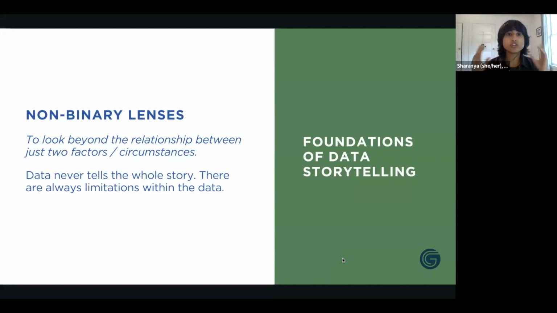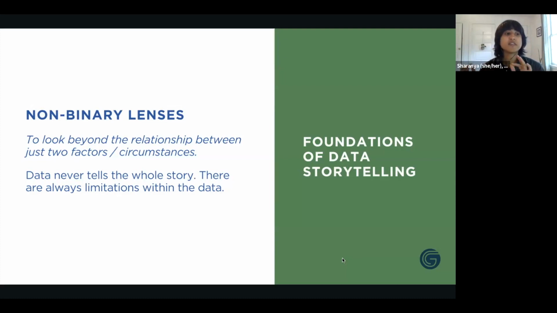There's this whole human element that often gets overlooked in data analysis. So it's very easy to equate data to actual lived experiences, but it never tells the whole story. There's a lot of limitations to data, as you all might know. Some examples might be granularity.